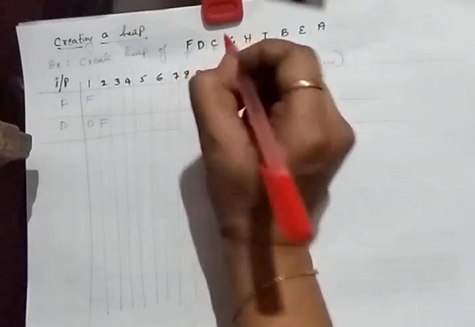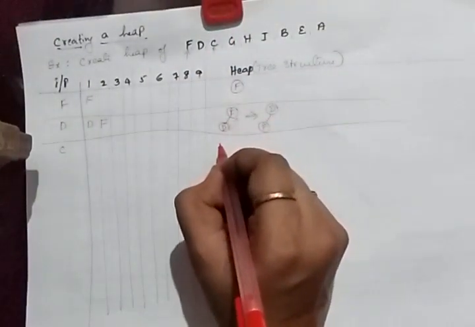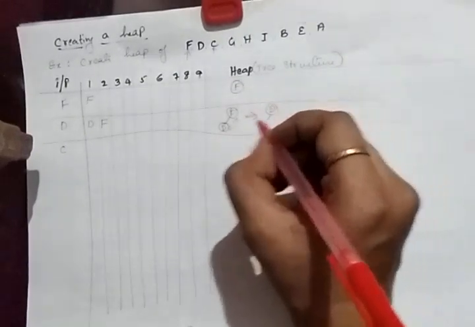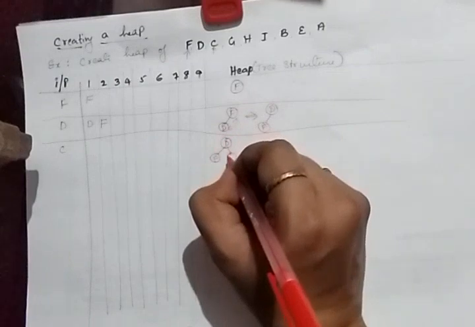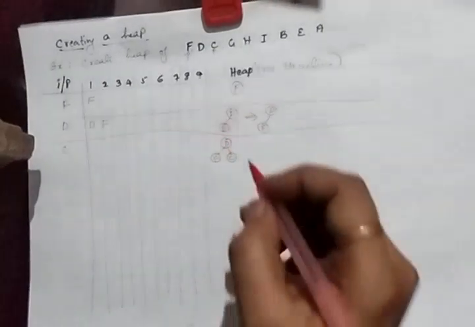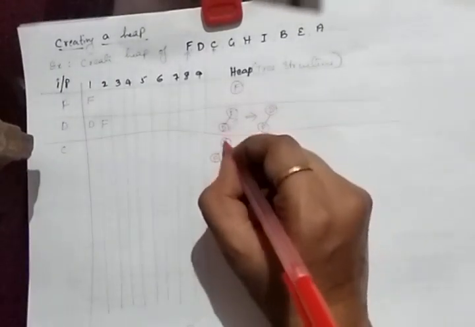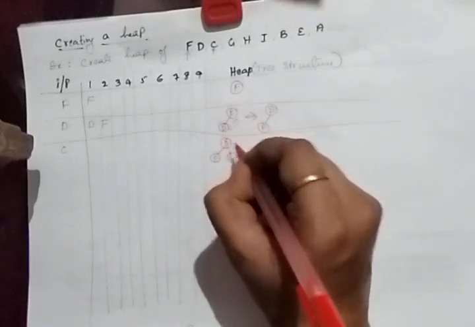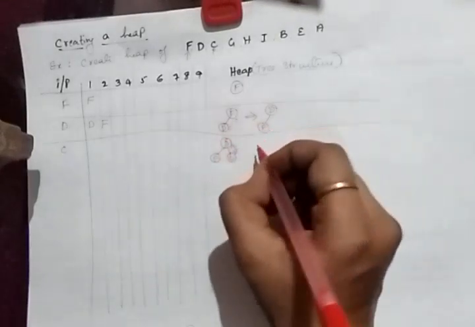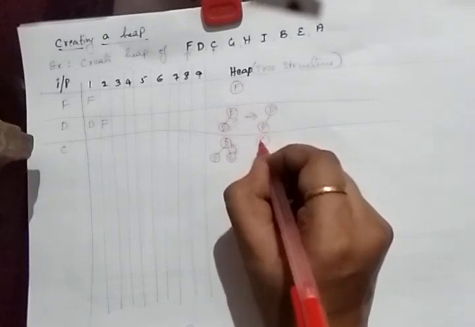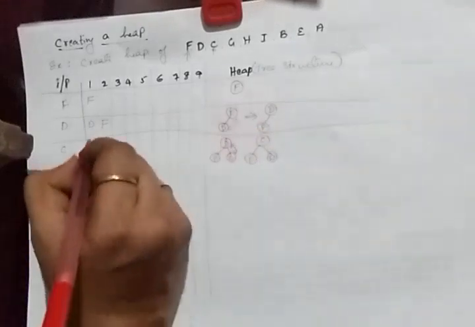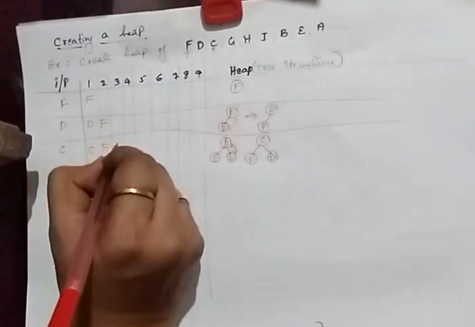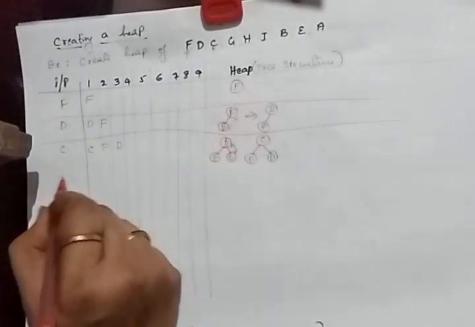Next you have C as the input. So I will write C as the third node. So DF and C will come over here. Now compare these two. C is less than D, so you need to swap it again. So you will get C, F and D. So you will get C, F, D in the array.